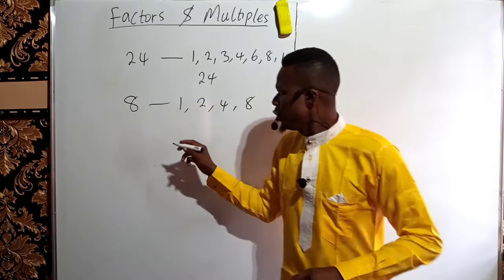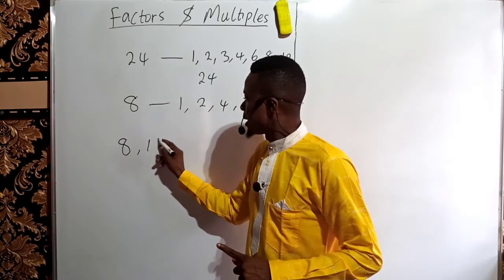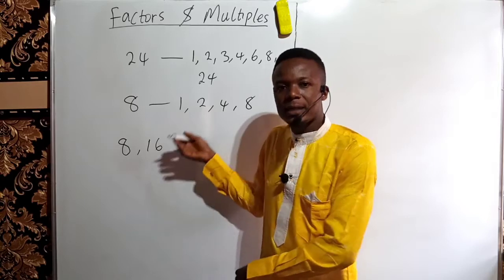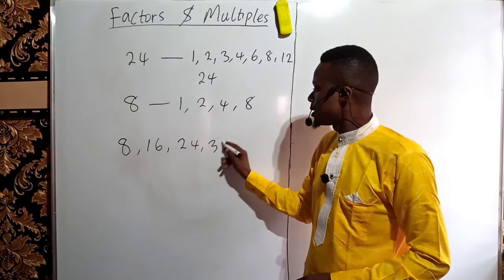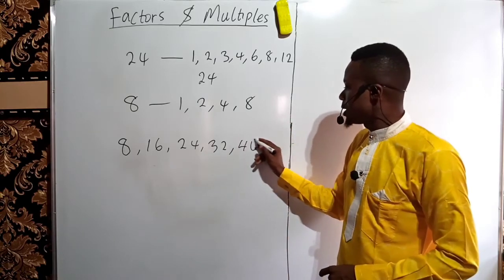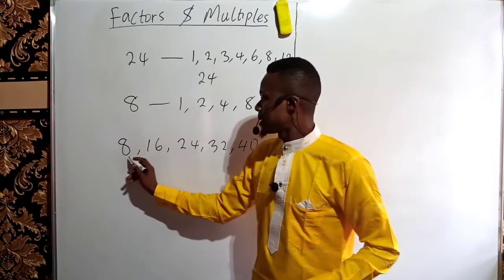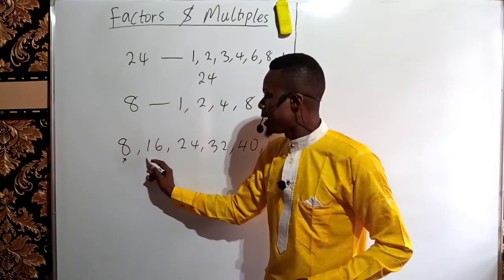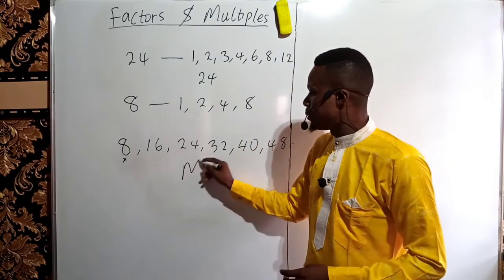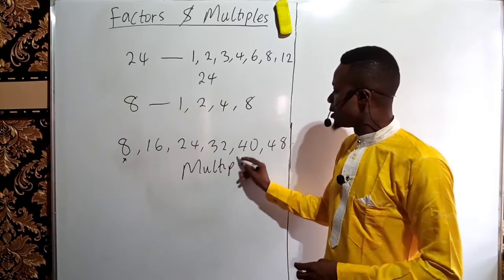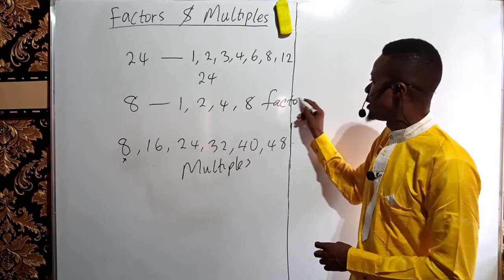Now, if I try to count in 8s, 8, 16, that is, I keep adding 8 and moving. If I add another 8, I will get 24, another 8, I will get 32, another 8, I will get 40, another 8, I will get 48, etc. These numbers that I'm writing, starting from 8 and adding 8 to go further, are known as the multiples of 8. The multiples of 8. While these other ones are the factors of 8.